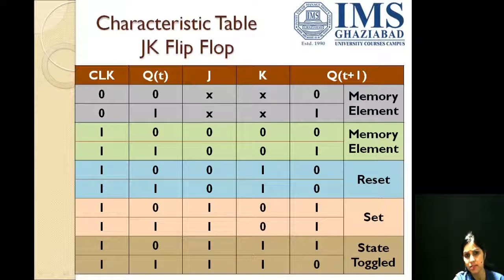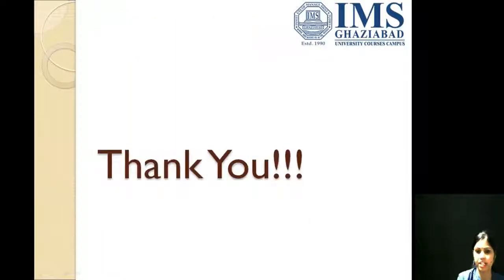And in the last case, we can see when clock is 1, J is 1, K is 1, the state is toggled. That is, if the value of Q was 0, the current value of Q is 1, and if the previous value of Q was 1, the current value of Q is 0. And this is all about JK flip-flop.